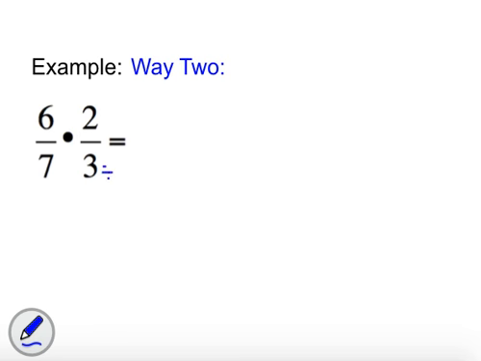So these are both divisible by 3, as long as it's a number on the top and the bottom. This will become a 1, and this will become a 2. Now you're going to do just what you did the first way and multiply straight across the top and straight across the bottom. 2 times 2 is 4, and 7 times 1 is just 7. And you'll get the reduced answer a little bit quicker that way. It is up to you which of these two methods you use.